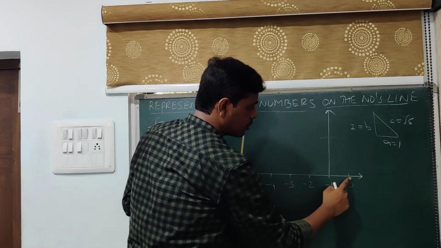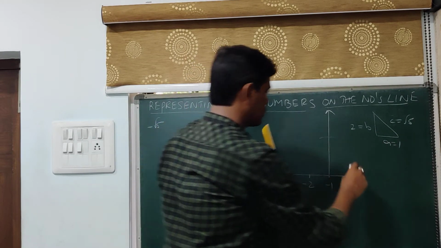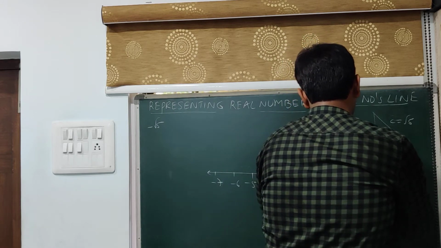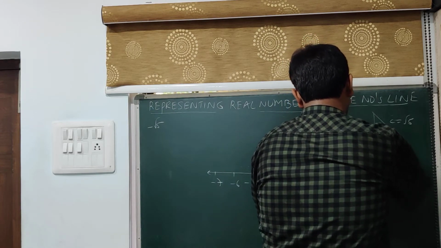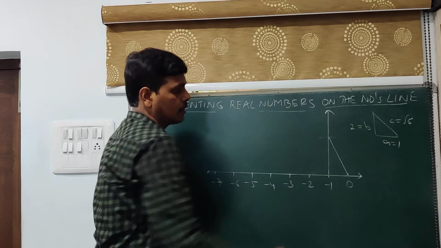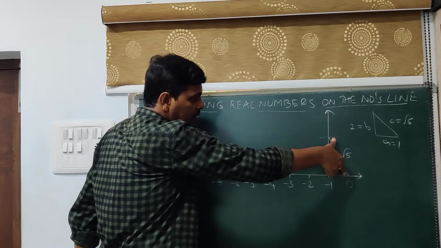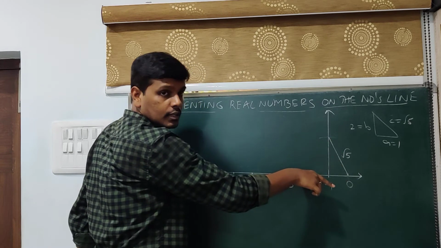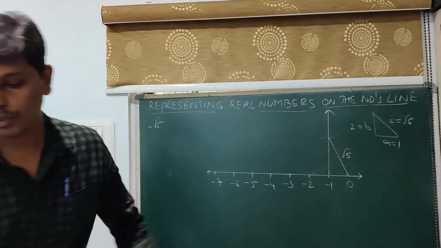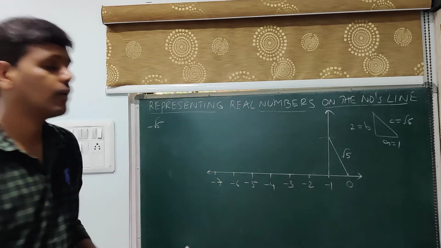So this B is 2, this is 1, and now join this. So now this will be root 5. Now pick this length of root 5 and cut it here, and that will give you the length of root 5, just like the way we have done with root 2.